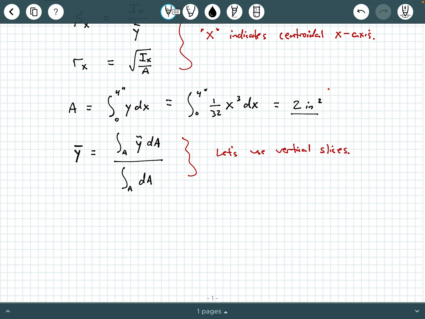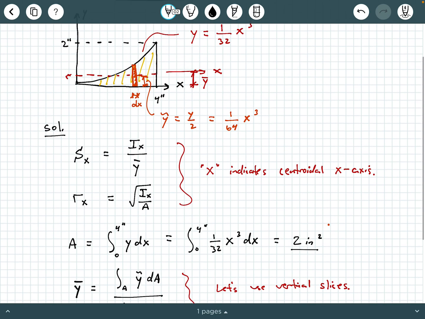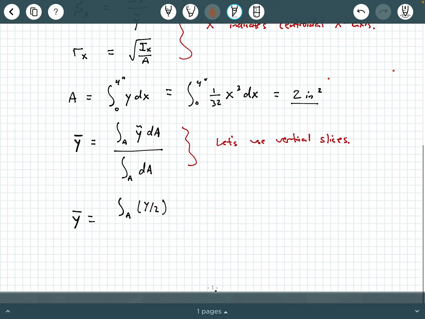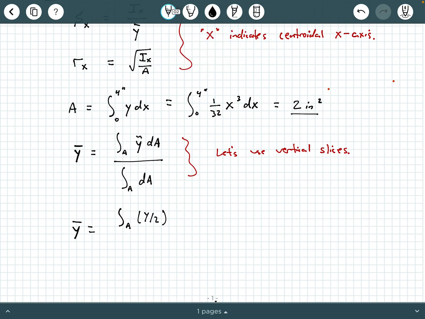So coming back down here, and again, this should be kind of a review for you, to be honest with you, we'll get y bar equals integral, and it'll be over the area, and we just said y tilde is y over 2. So we can go ahead and write this out a little more explicitly, y over 2. Now dA, what is dA? Well, if you're taking vertical slices, then dA is equal to y dx. It's the height of the rectangle, which is a height y measured from the global x-axis, times the little differential width dx.